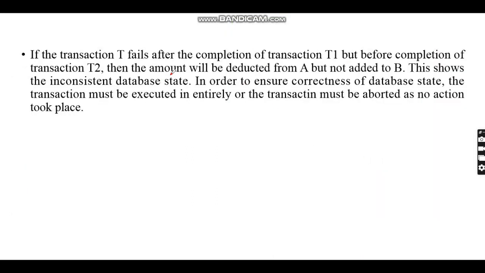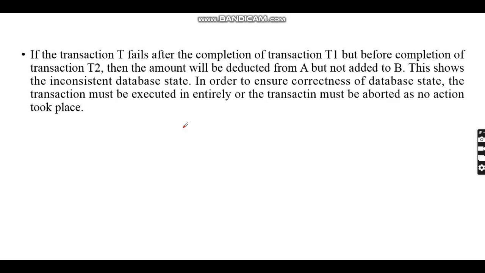If a transaction T fails after the completion of transaction T1, but before completion of transaction T2, then the amount will be deducted from A but not added to B. This shows the inconsistent database state. In order to ensure correctness of database state, the transaction must be executed entirely or the transaction must be aborted as no action took place, okay?